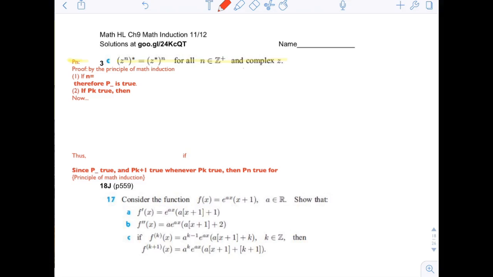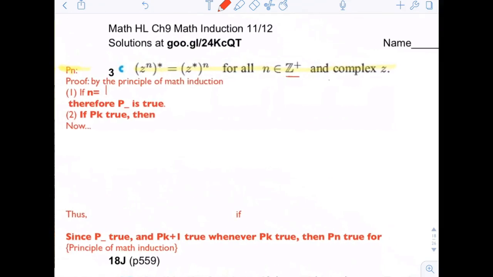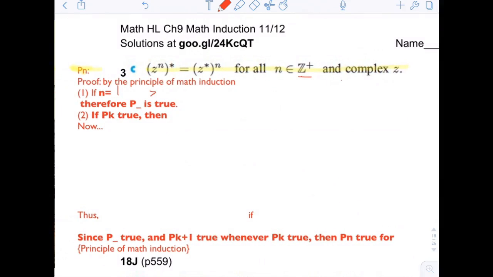Okay. So the first base case would be n equals 1. So we put n equals 1 here, and then we're going to substitute in n equals 1, and we'll get z of 1 conjugate equals z conjugate of 1. So z to the 1 is just z, so the left side is z conjugate. Z conjugate to the 1 is just z conjugate, so the right side becomes just z conjugate. So the left-hand side is equal to the right-hand side. So we're done. Therefore, P1 is true.